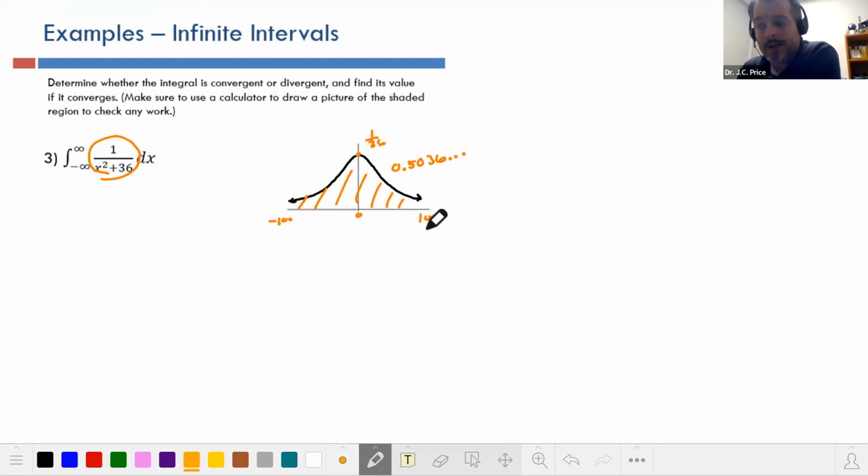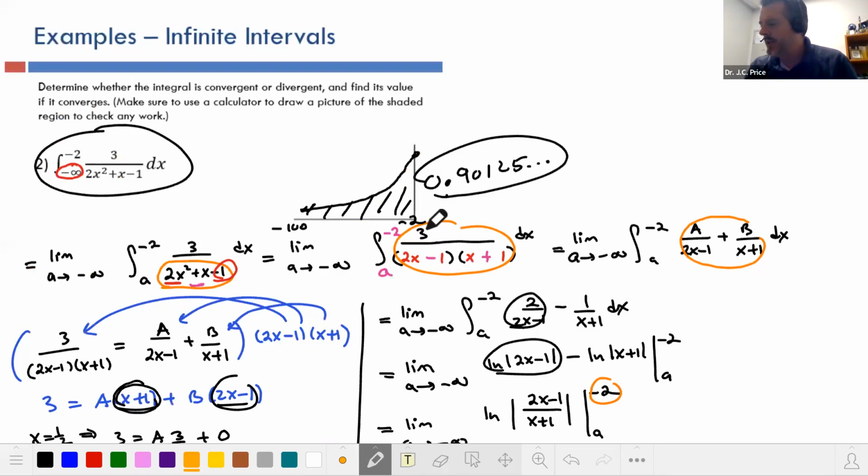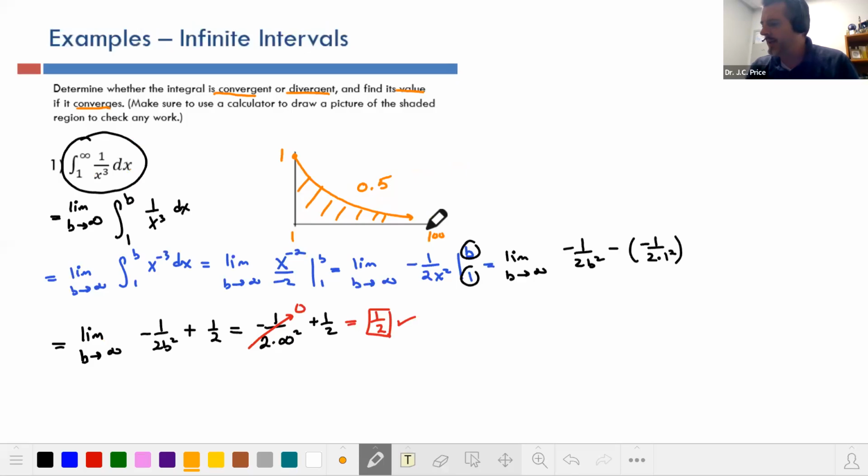And so let's go find it. And it looks like, oh, I forgot one last step. On here, we should write that this converges.